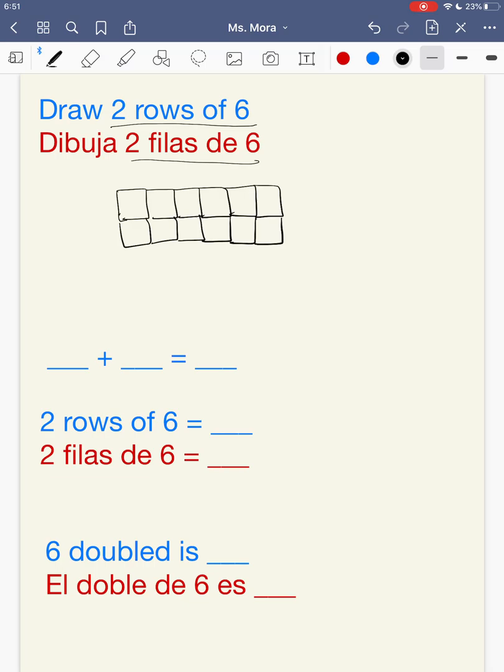And then, guys, I have to write my addition sentence. So I have 6 in each row. Okay, so I'm going to write 6 plus 6 equals, and my total is 12.